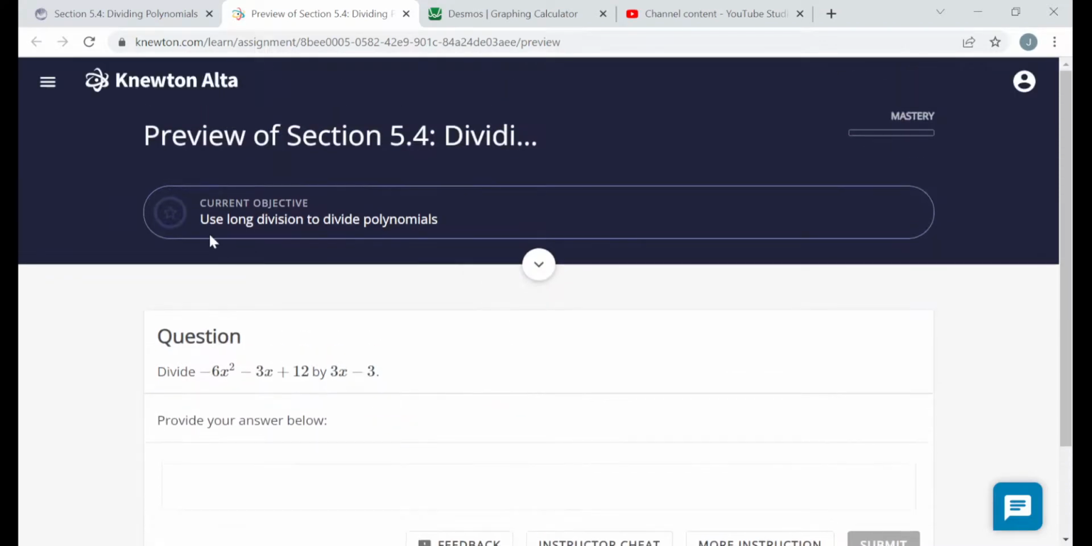Alright, so the first objective is use long division to divide polynomials. So I'm hoping you recall how to do long division with numbers, with integers. Because if you remember how to do that, this should be no problem. There's just a lot more letters involved, a lot more terms. Alright, so I'm going to write this out, and I'll write through the steps that I'll be following to perform polynomial long division.